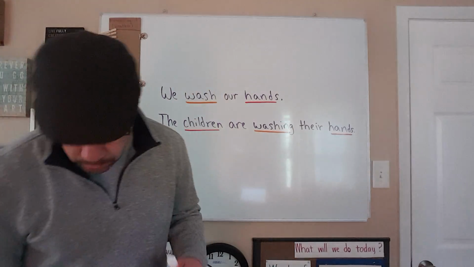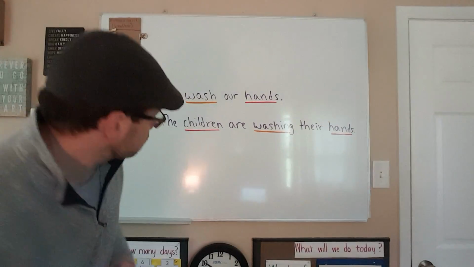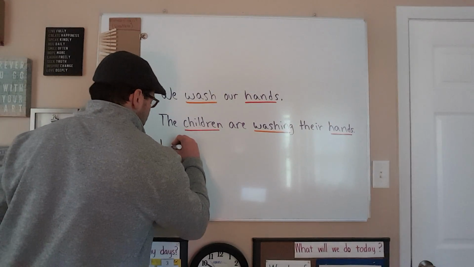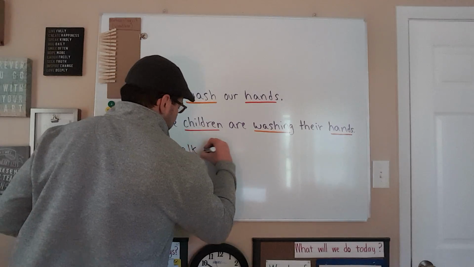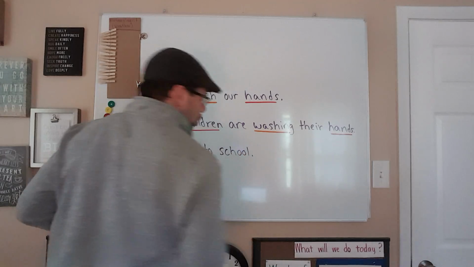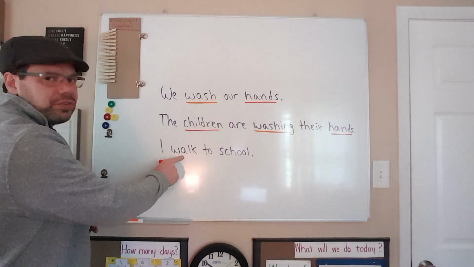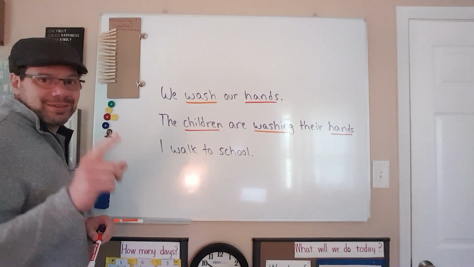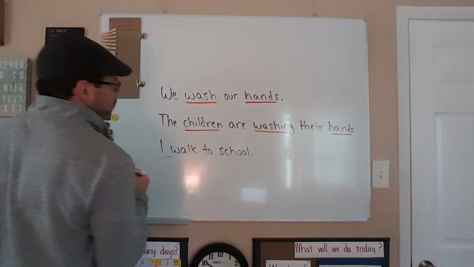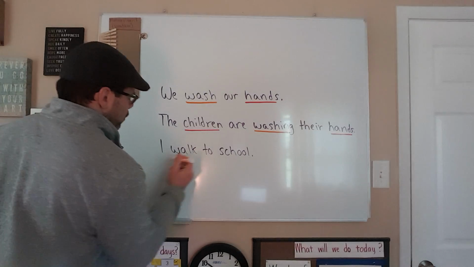Okay, so let's do another sentence. Ready? I walk to school. I walk to school. Now, what would be the verb here? And what would be the noun? What's this word here? Is that a verb or a noun? You're right. That is a verb. I'm doing the verbs in orange. So that's the verb.